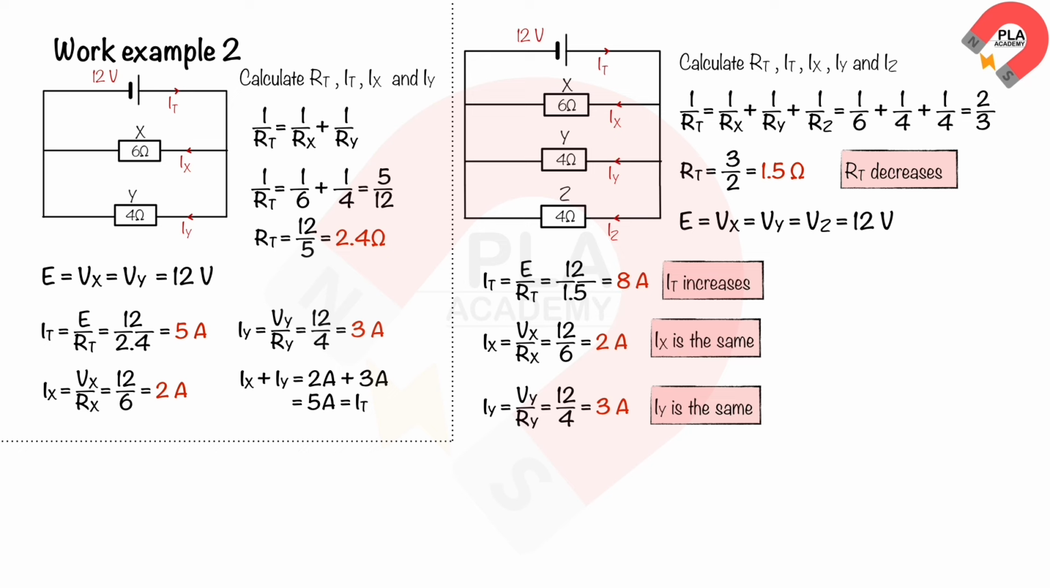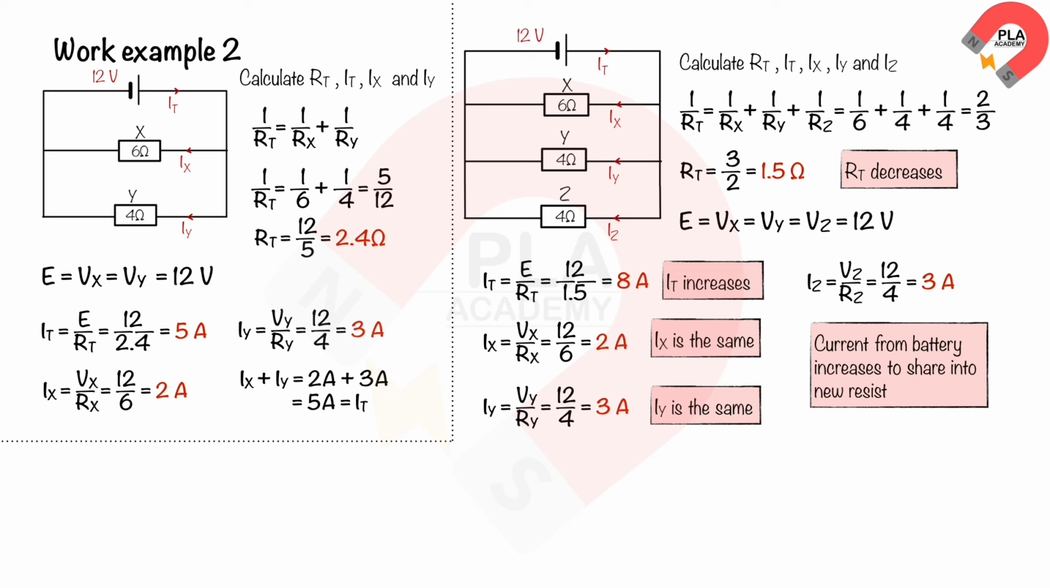Calculate IZ using the following equation. IZ equals VZ over RZ. Substitute VZ equals 12 and RZ equals 4. So IZ equals 3 amperes. You see that the current from the battery increases and is shared into the new resistor Z. You see that IX plus IY plus IZ equals 8 amperes equals IT.